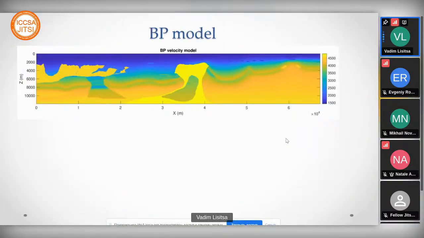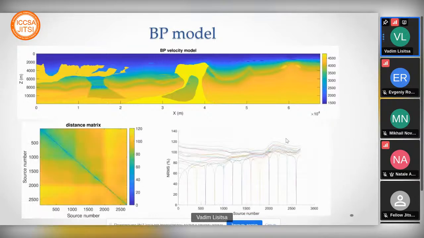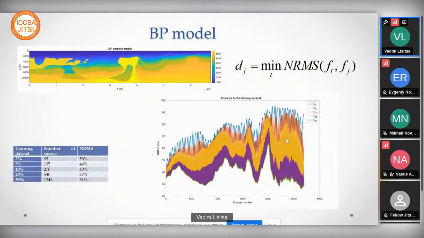And we applied the same idea to the BP model, and that's how the NRMS distance matrix looks. That's the table representing the possible equidistantly distributed training datasets containing 2, 5, 10, and 20% of the entire number of sources, and the NRMS between the fine mesh solution and the predicted data. You see that it is improving, but we have to pay quite a lot for that, using like 500 sources as a training data set, which is not that good.